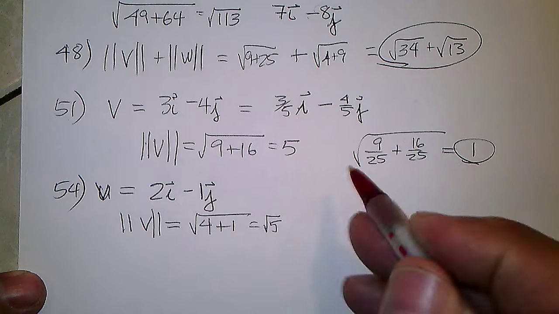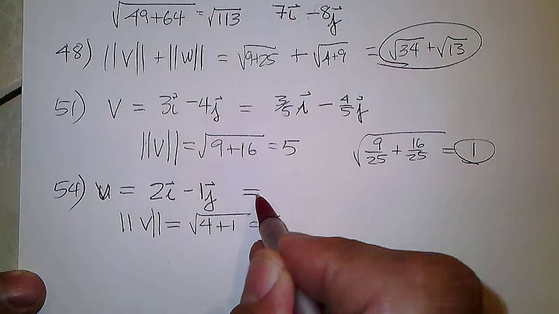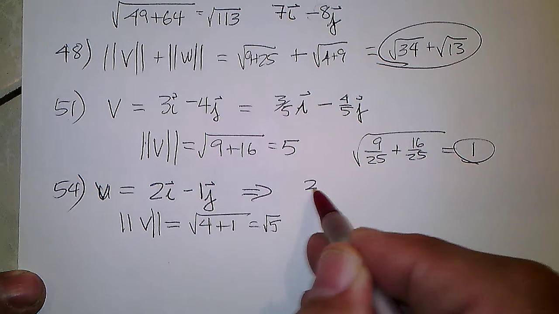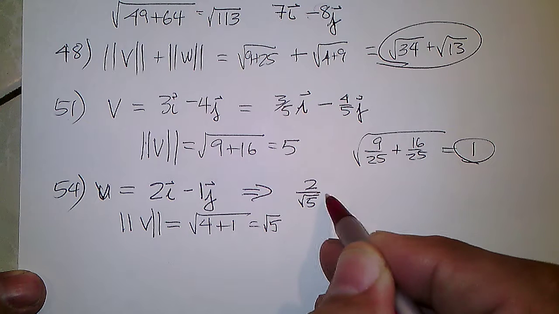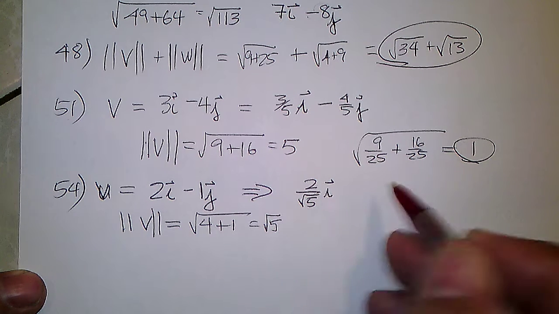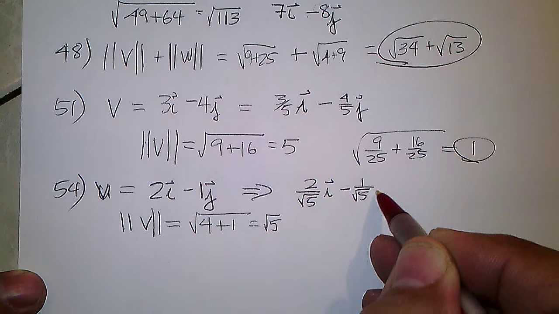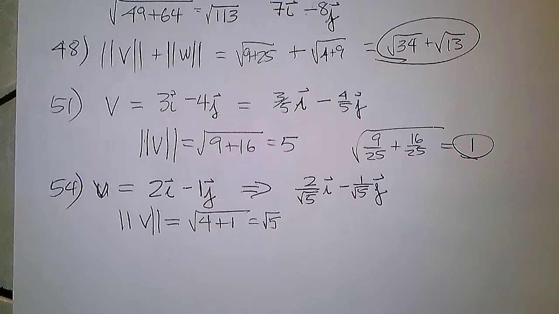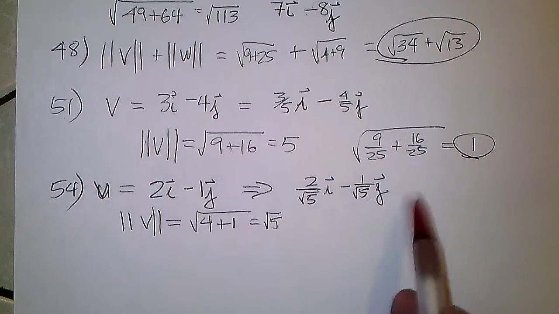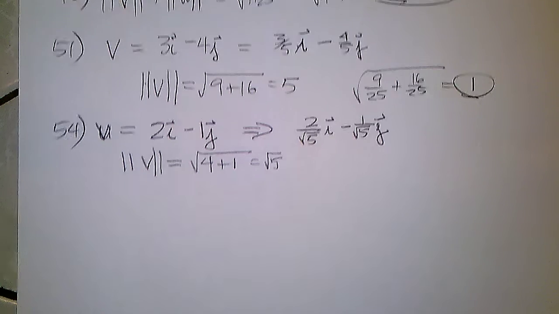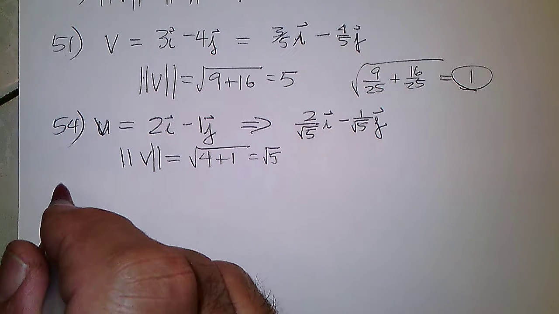So we just divide by the square root of 5. So the unit vector would be 2 over the square root of 5 in the I, or x direction, minus 1 over the square root of 5 in the j direction. And you could rationalize that, but that's good enough. You can check and see if it's actually got a length of 1, and it should.